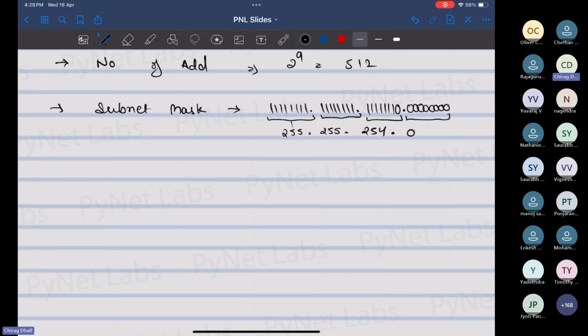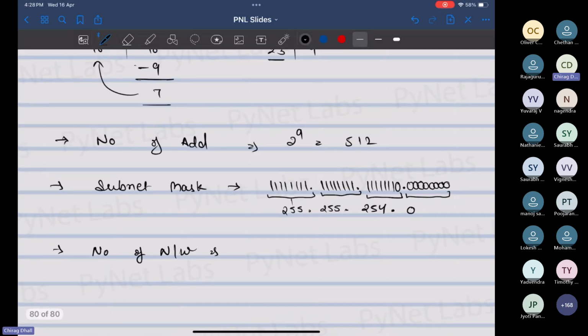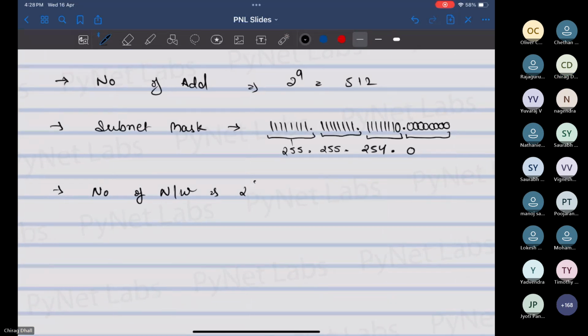Okay. The third thing we calculate is the number of networks. How many bits are borrowed this time? 7 bits. So 2 raised to the power 7. That means 128 networks can be created out of a class B network if we break it down into smaller parts of 512 IPs. Here comes the real challenge, which is calculating the range.